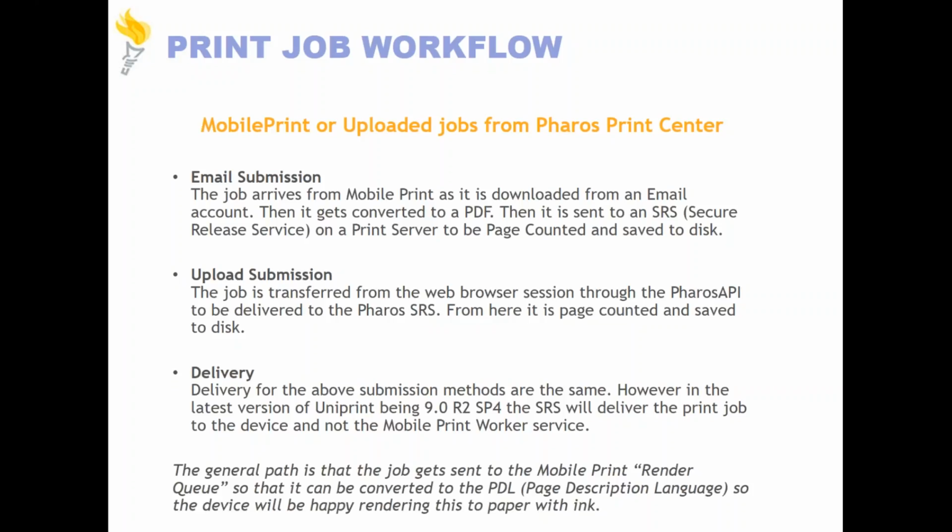By that I mean the mobile print worker service used to be responsible for taking the job, pushing it through the PDL, the render queue we call that, creating a connection to the end and sending it out. So in the latest versions, a lot of that work is done by the secure release service now, and the worker service is only responsible for catching the job when it comes off of the render queue and sending it onwards to the printer. And that's pretty much the main difference between the two.